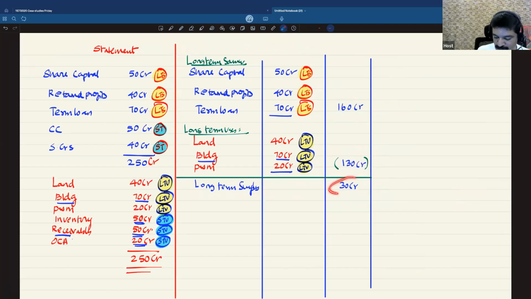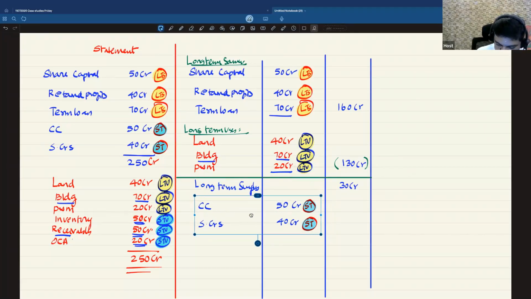So now the question will arise: what did they do with this surplus? Where is that money? The answer is going to lie in the statement itself because we have not completed the statement yet. Why? Because we have not yet factored in the short-term sources and uses. Look, what are their short-term sources? Let us bring that here. This is their short-term source.